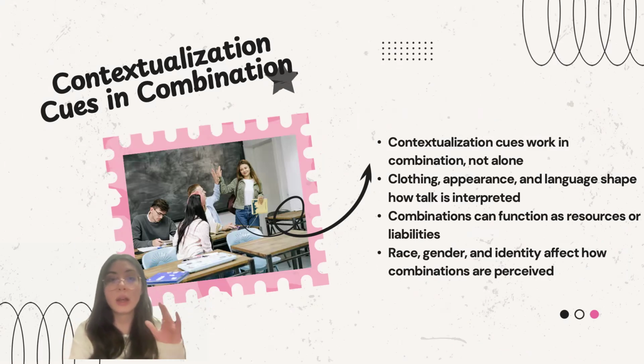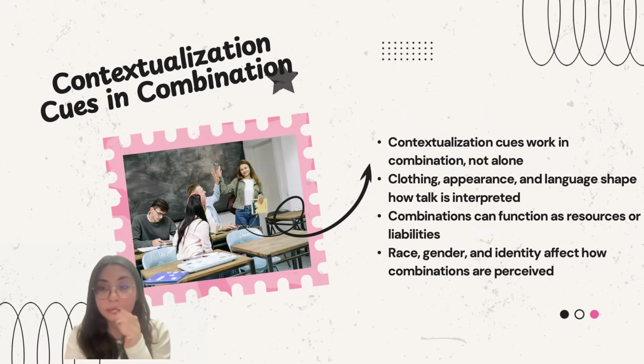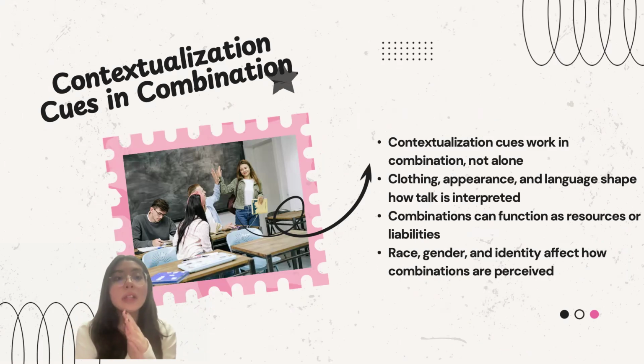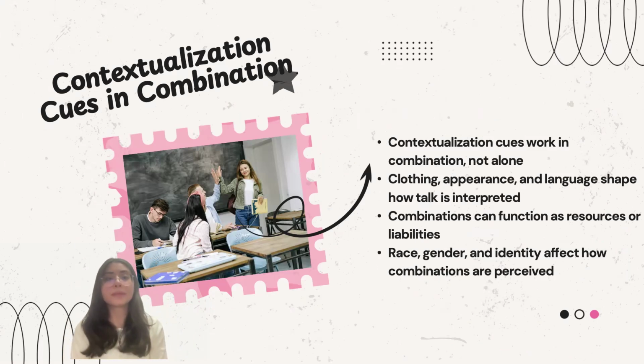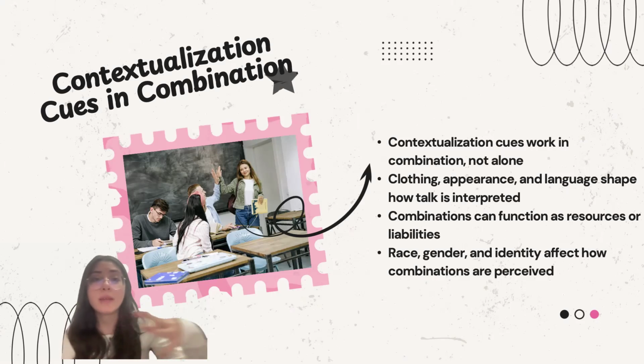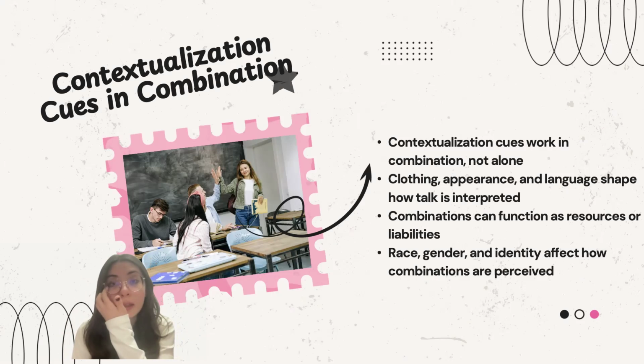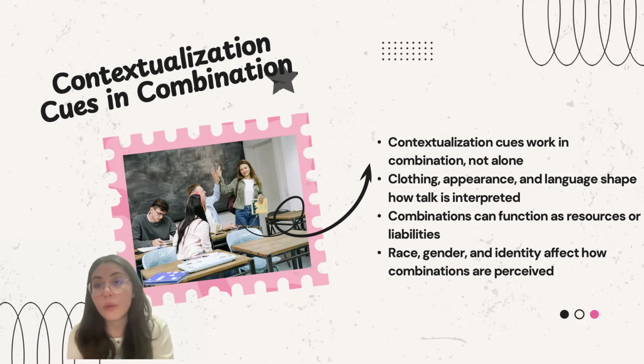Contextualization cues such as intonation, eye gaze, and wait time rarely function independently. Instead, they work in combination with other nonverbal features like clothing, body language, skin color, and the use of objects.